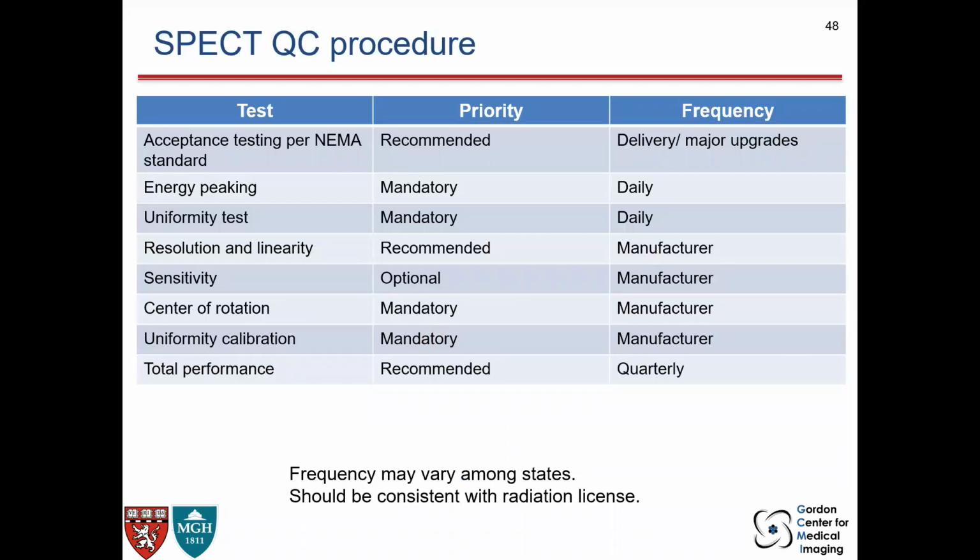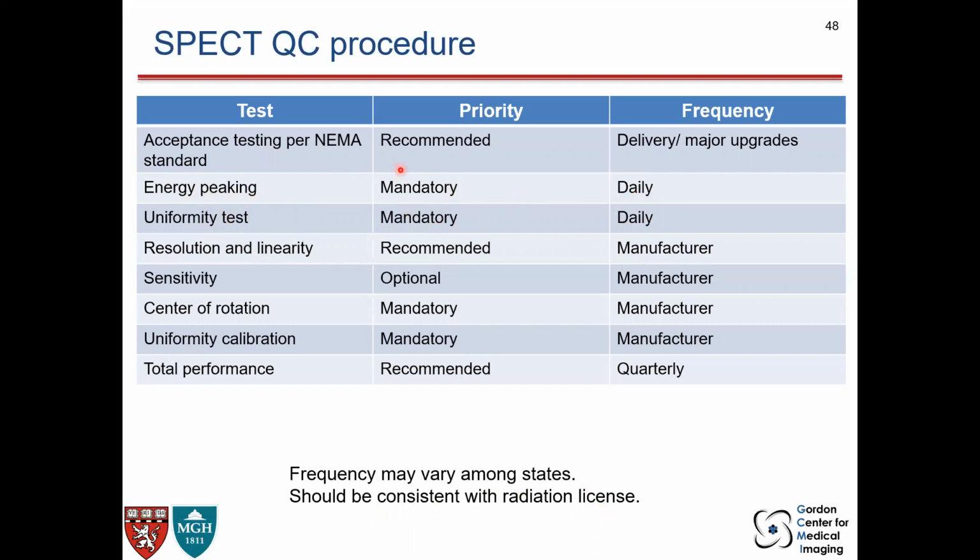So as I said, some of the SPECT QC procedures are mandatory and some of them are daily, and the frequency of these may vary among the different states in this country. And of course, it has to be consistent with the radiation license. So for example, the energy peaking, which I'm going to talk about later, next slide, is mandatory and has to be done daily. And a uniformity test also is mandatory and has to be daily.